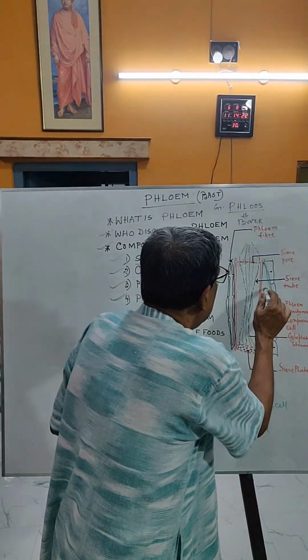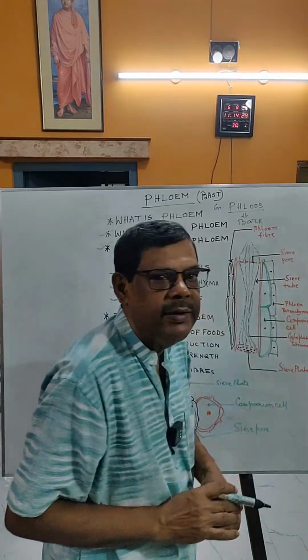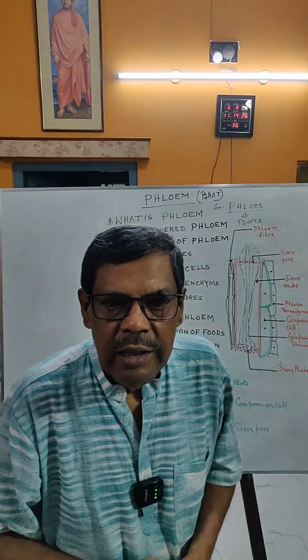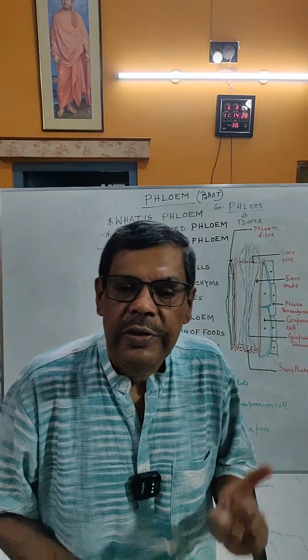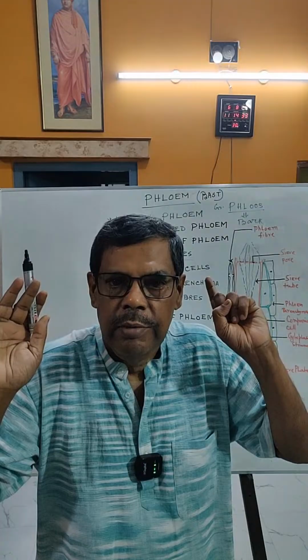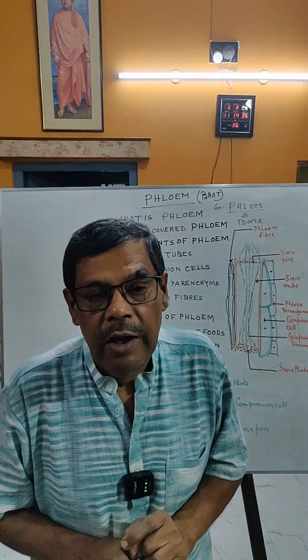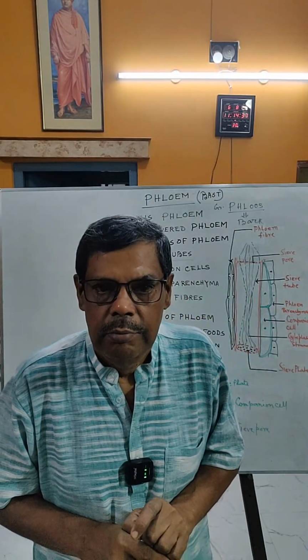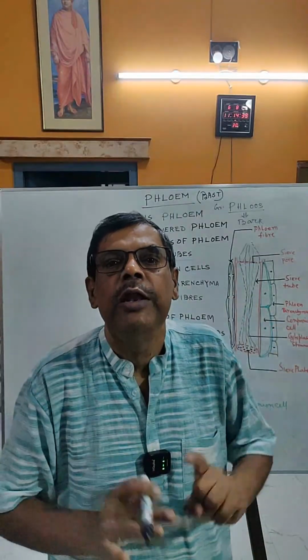This is called the companion cell. They assist the sieve tube in conduction of food material. They also manage the osmotic gradient for the conduction of sieve tube elements.